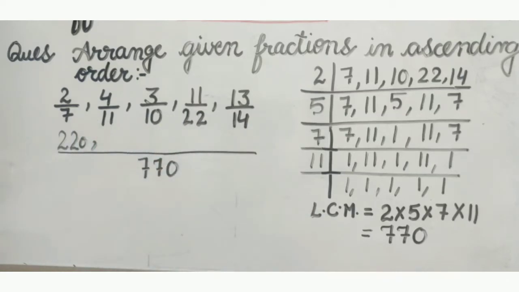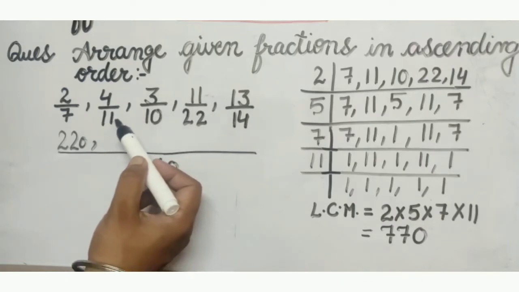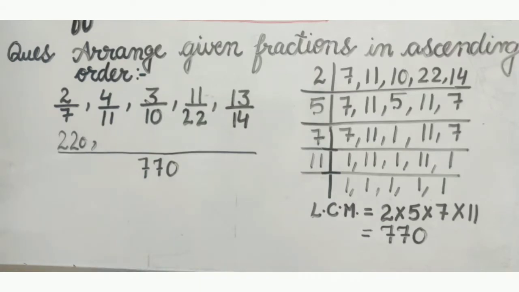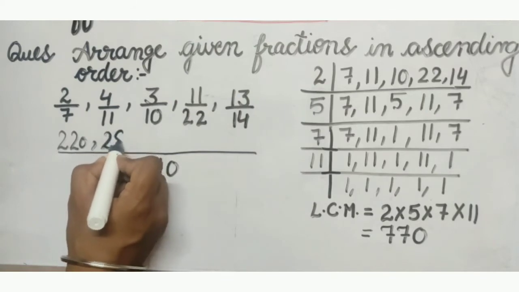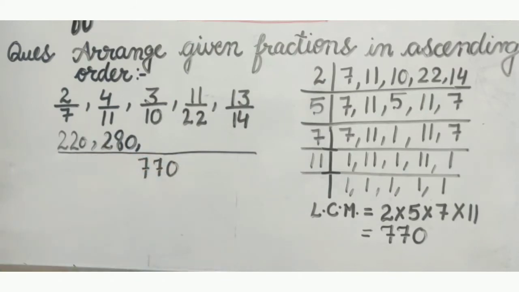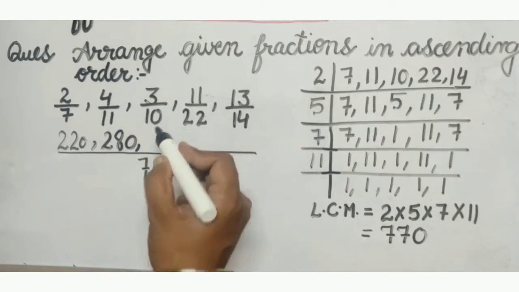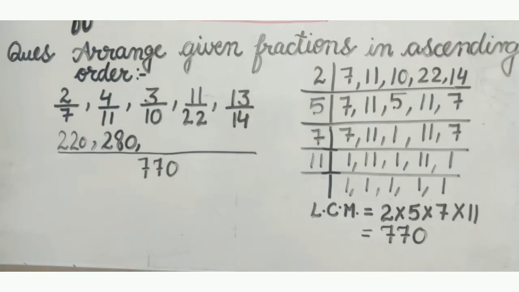Second step, what we have to do? We have to divide 770 by the denominator. So students, when we divide 770 by 11, we get the answer 70. The third step is to multiply that answer with the numerator. 70 multiplied by 4, we will get 280. Now once again, when we divide 770 by 10, we get the answer 77.